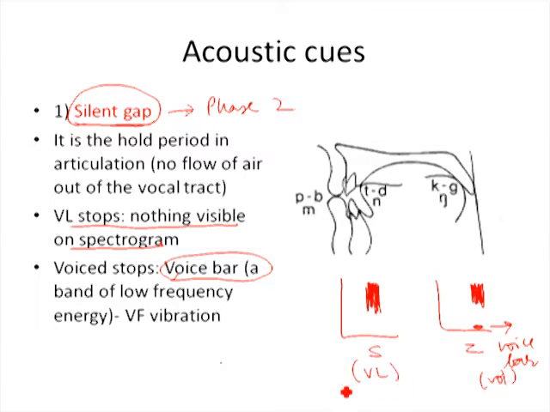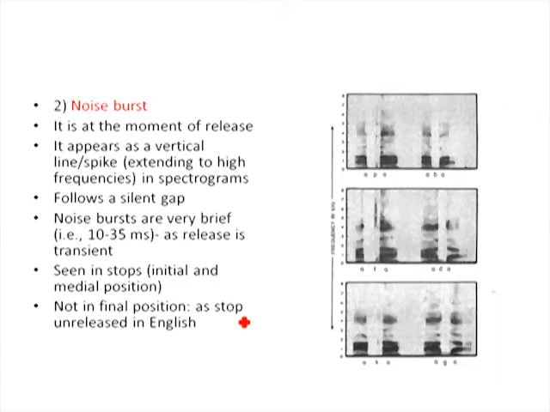So in a silent gap, you're going to observe that on a spectrogram for voiceless stops, there's going to be nothing visible on the spectrogram. But for voiced stops, you're going to see a voice bar, a band of low frequency energy, which shows vocal fold vibration. Okay? So if I were to point here to you, that's the silent gap. And there is a little bit of voicing bar right here in the silent gap. It's more evident here. Okay, voiced sound with a voice bar. Here, there is no voice bar. Okay, that's a silent gap.